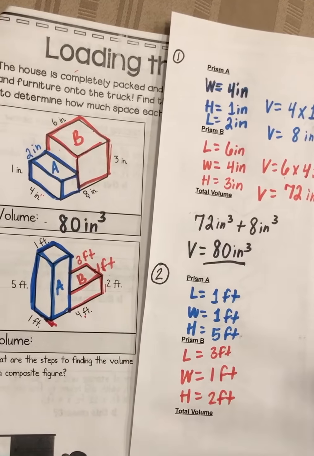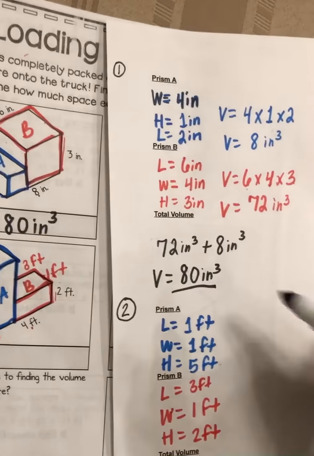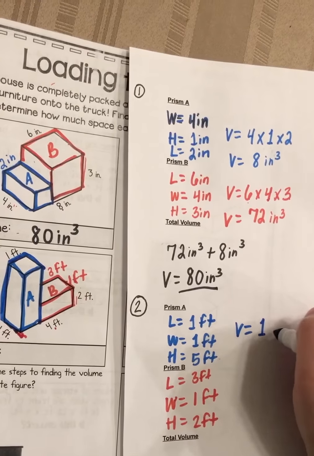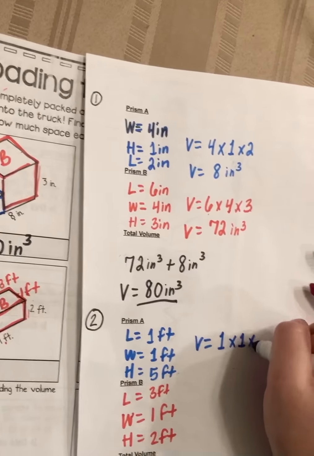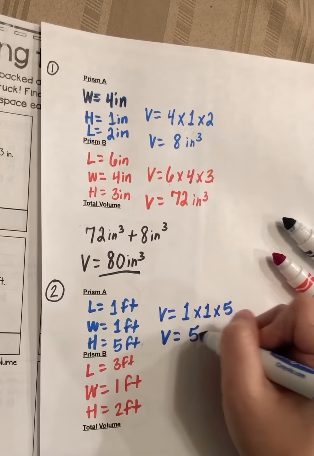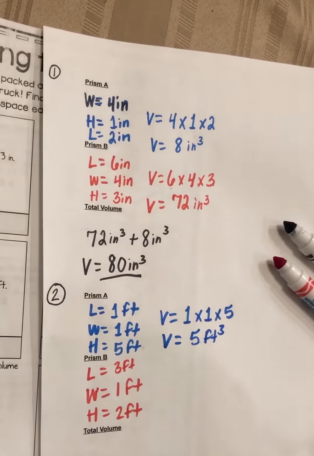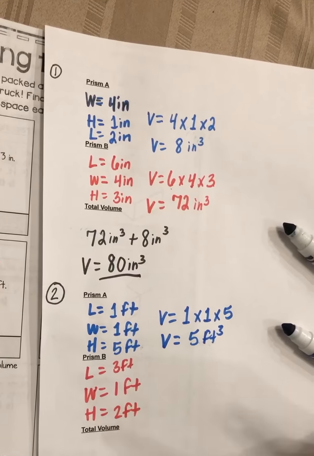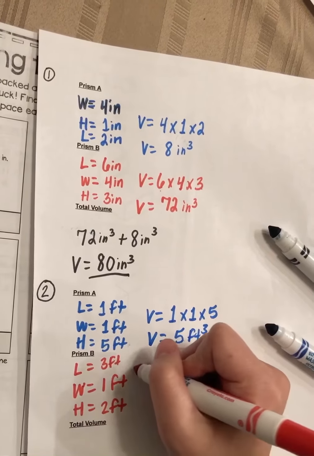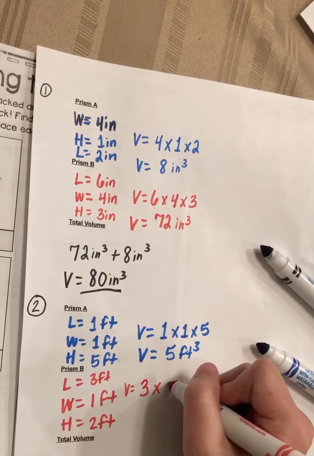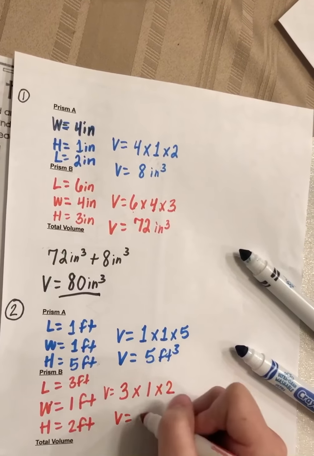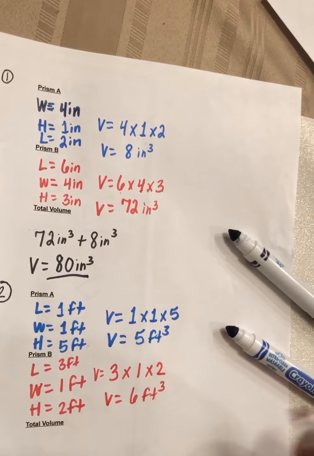So now I have my dimensions labeled for A and B. So let's go back to A and find the volume. Remember, volume equals length times width times height. So I could do 1 foot times 1 foot times 5 feet. And I'm going to get a volume for prism A of 5 cubic feet. For prism B, length times width times height. So I could do volume equals 3 times 1 times 2. And I'm going to get a volume of 6 cubic feet.